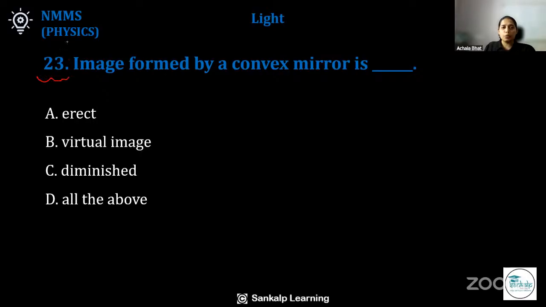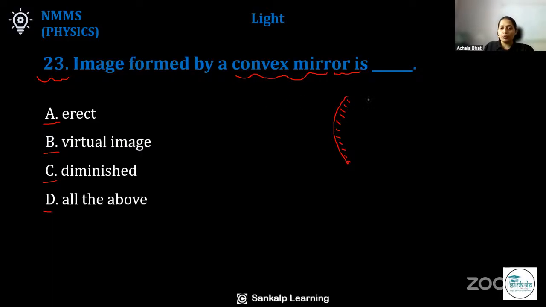Let us see question number 23 of NMMS Physics chapter Light. Image formed by a convex mirror is dash. This is a convex mirror. This bulging part is the reflecting surface. Option A, erect. B, virtual image. C, diminished. D, all the above.